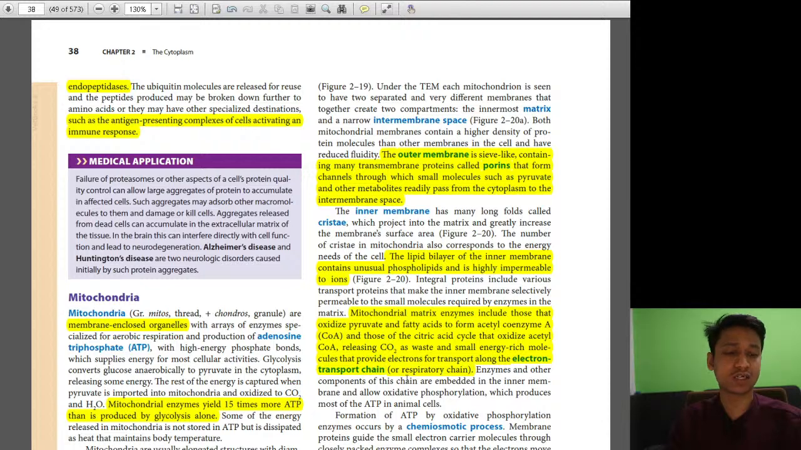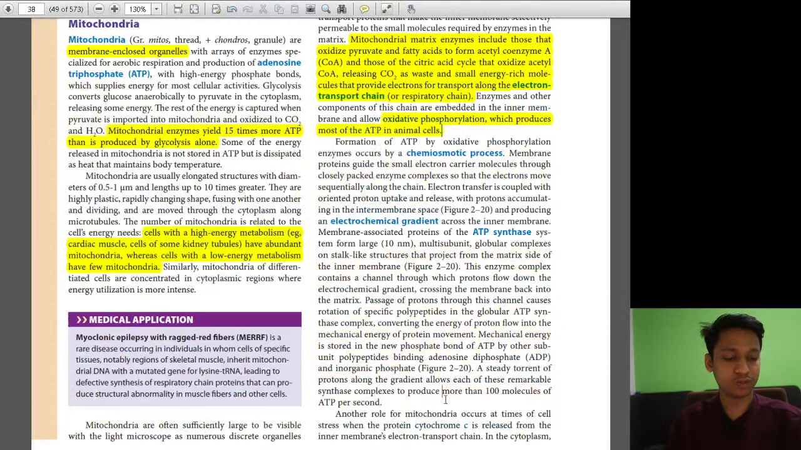Enzymes and other components of this chain are embedded in the inner membrane and allow oxidative phosphorylation, which produces most of the ATP in the animal cell. So oxidative phosphorylation means, the word suggests addition of the phosphate group, and oxidative means in the presence of oxygen, ATP is produced. Let's see how and what exactly happens.